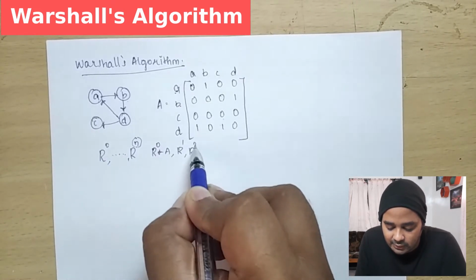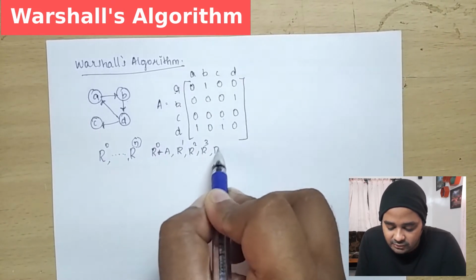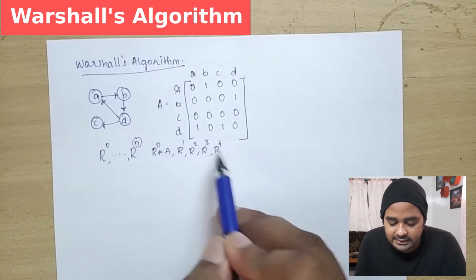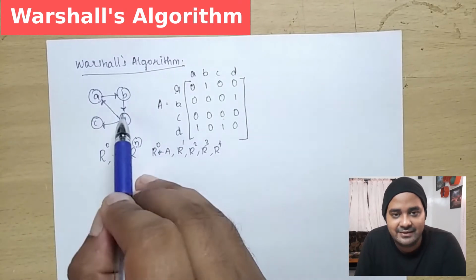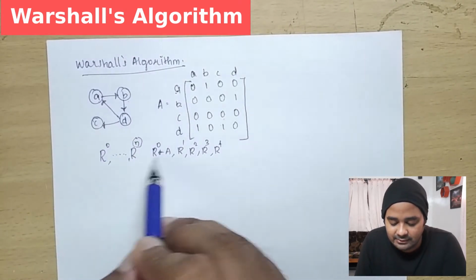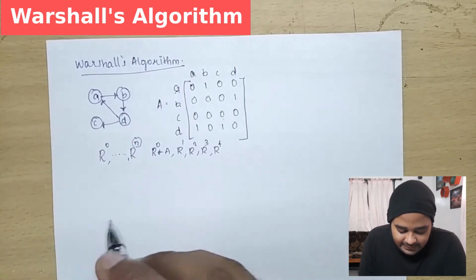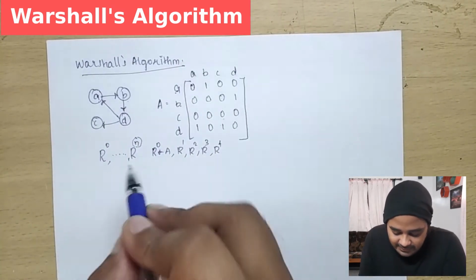So R1, R2, R3 and R4. For this particular example we just have to calculate our R1, R2, R3 and R4. Why? Because we just have 4 nodes in it, so we just have to calculate all 4 nodes right now.